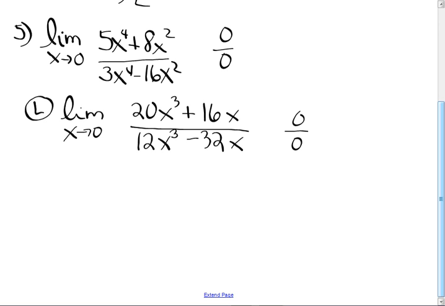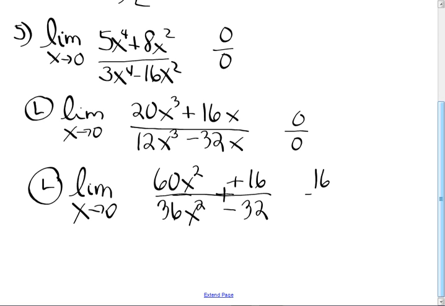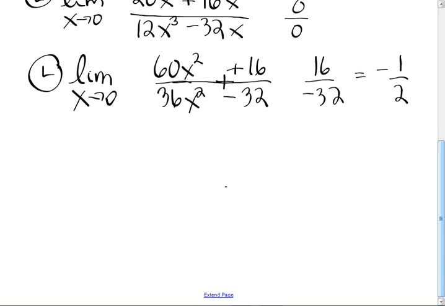Yes. I think it might be easier to factor this, but maybe not. You have to do this one twice, but you always must check it after you do it. That's one of the problems here. This is 60x squared plus 16 over 36x squared minus 32. Substitute in 0, and what do you get? 16 over negative 32, or negative 1/2, which is what answer there? A.